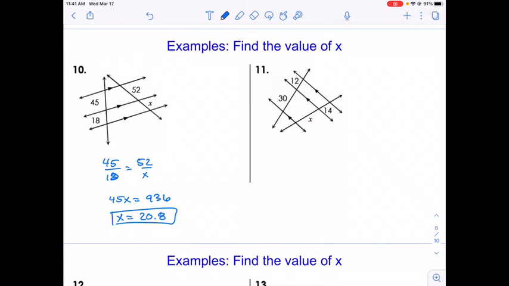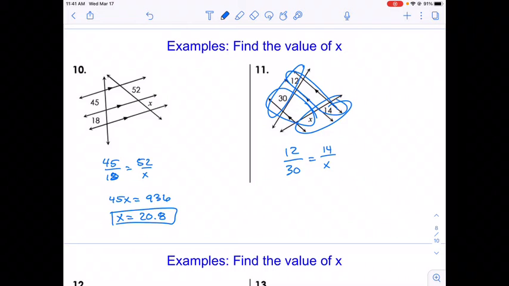So we can say here 12 is to 30 equal to, now since we put 12 on top, we got to put 14 on top, and we're going to put x down here because these two kind of go together and these two go together here. These have a relationship and these have a relationship. So that's how we can always know to set these up here. Cross multiply, we get 12x is equal to 30 times 14, which is 420. Divide by 12, and that's going to give us x is equal to 35.